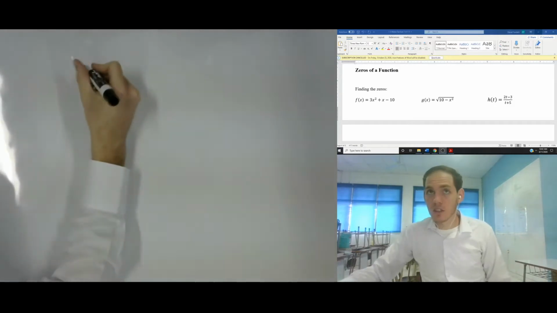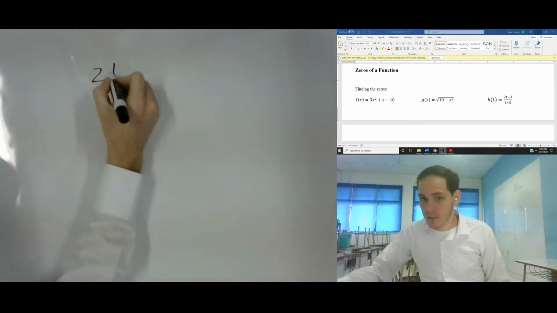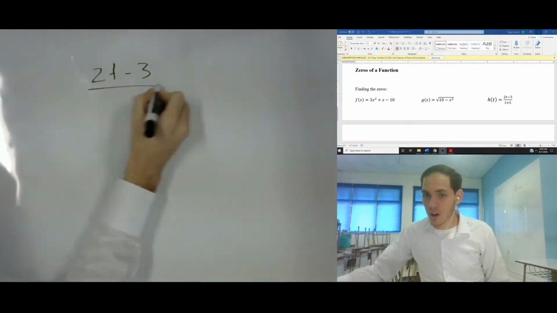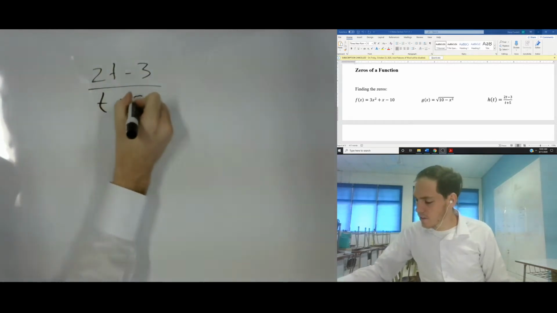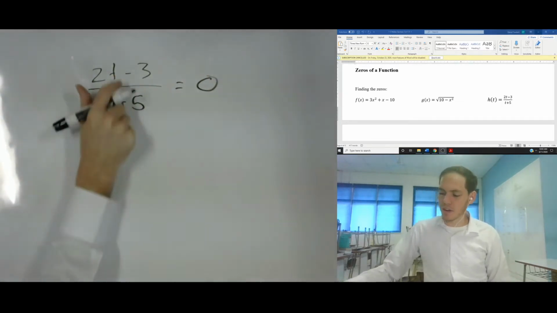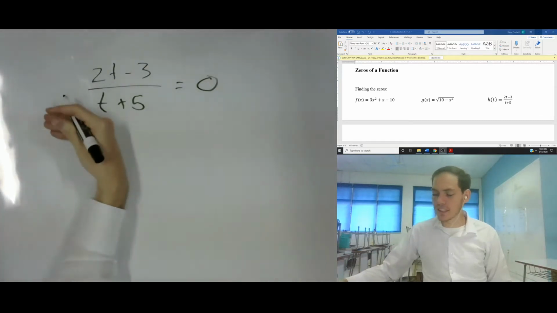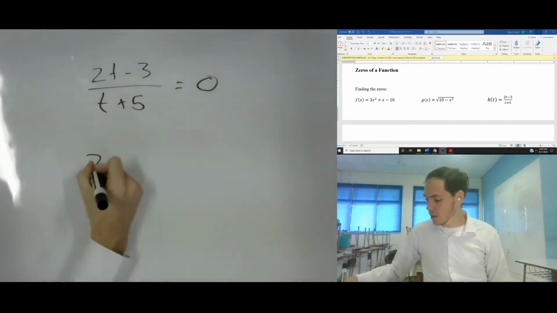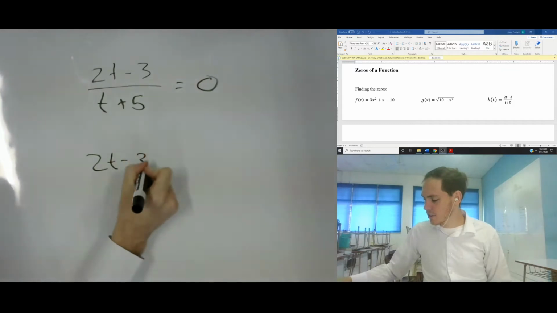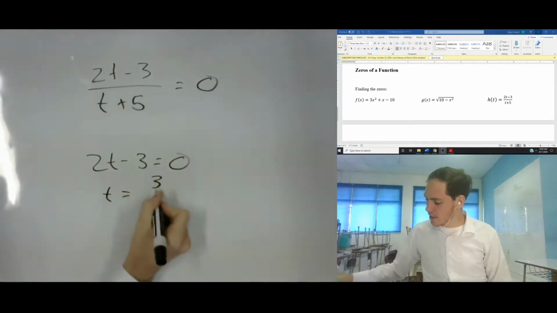Okay, last one is a rational function. So again, we look at 2t minus 3 over t plus 5 equals 0. Now notice, these two are different, right? The bottom and top. So we can actually ignore the bottom because it doesn't affect the top. So 2t minus 3 equals 0. T equals 3 over 2.